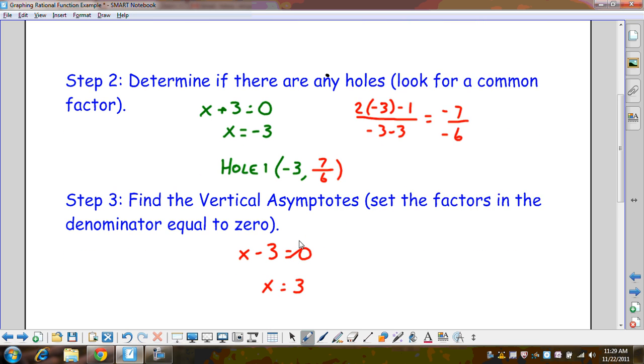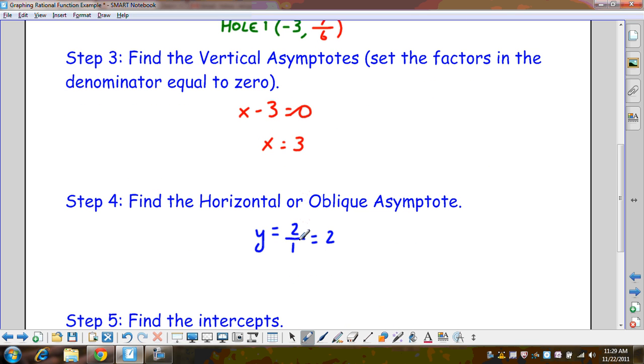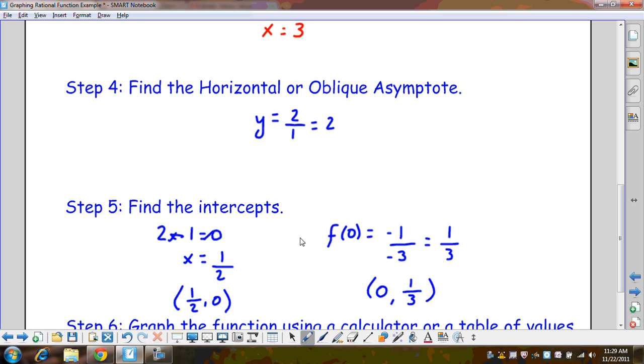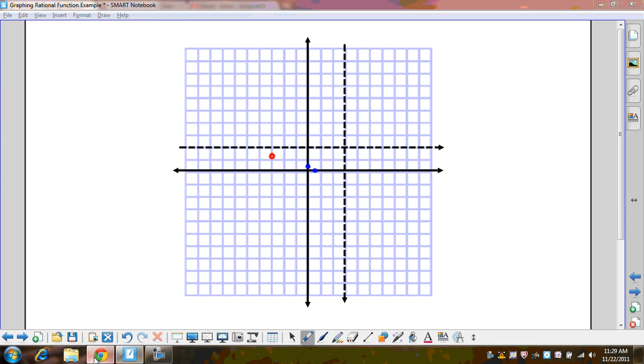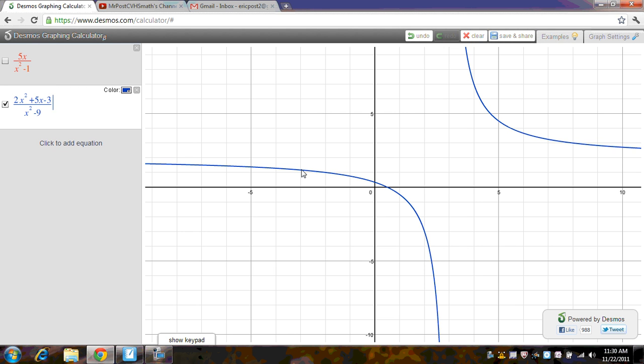For the y-intercept, I'm going to do f of 0. So on the top, I get negative 1, and on the bottom, I get negative 3. So my y-intercept is 1/3. Remember, I'm going from that simplified equation. So I'm going to eyeball both of those. So 1/2 on the x, 1/3 on the y.